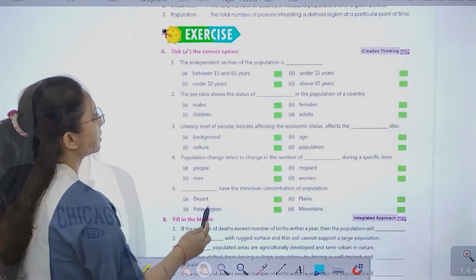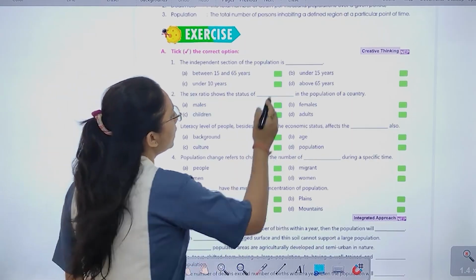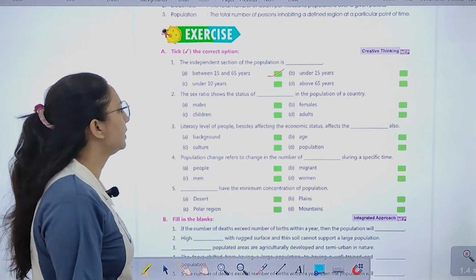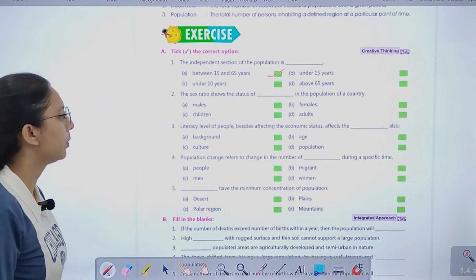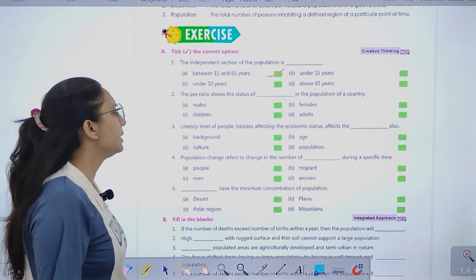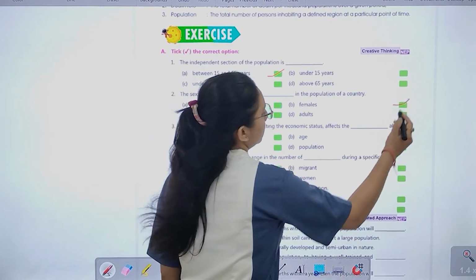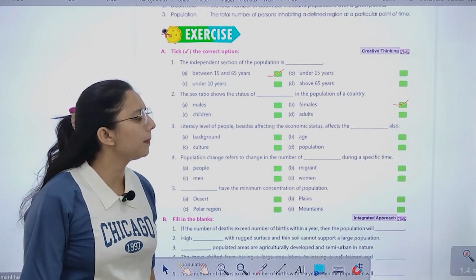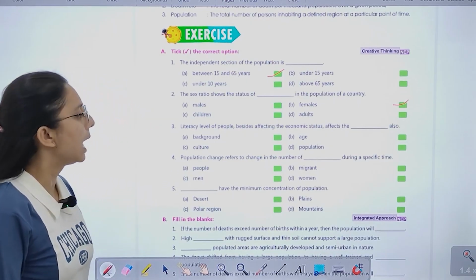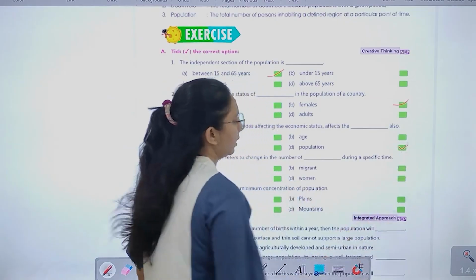नाउ लेट्स मूव टू द एक्सरसाइज. नाउ टिक द करेक्ट ऑप्शन. द इंडिपेंडेंट सेक्शन ऑफ पॉपुलेशन बिटवीन 15 and 65. The sex ratio shows the status of dash in the population, males, females, children और adults. किसको दिखाता है? आपकी फीमेल. Literacy level of the people beside affecting economic status affect the dash also. Economic status के साथ साथ किसे? Population को भी affect करता है.